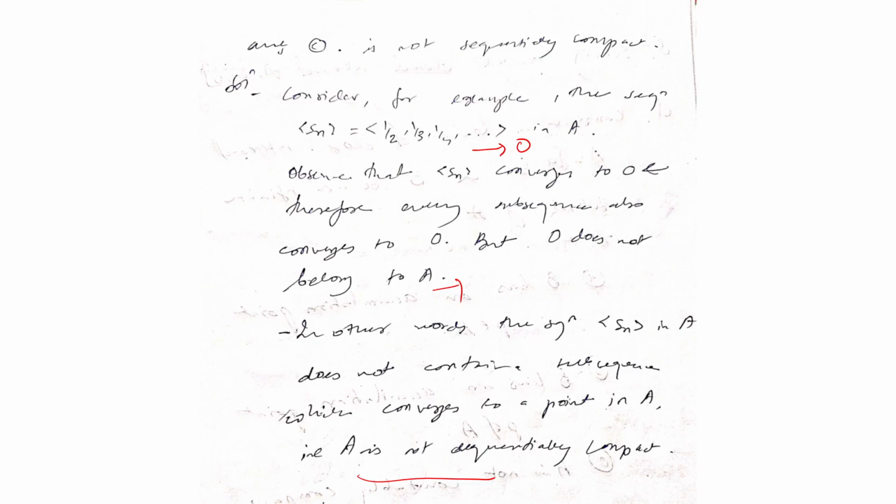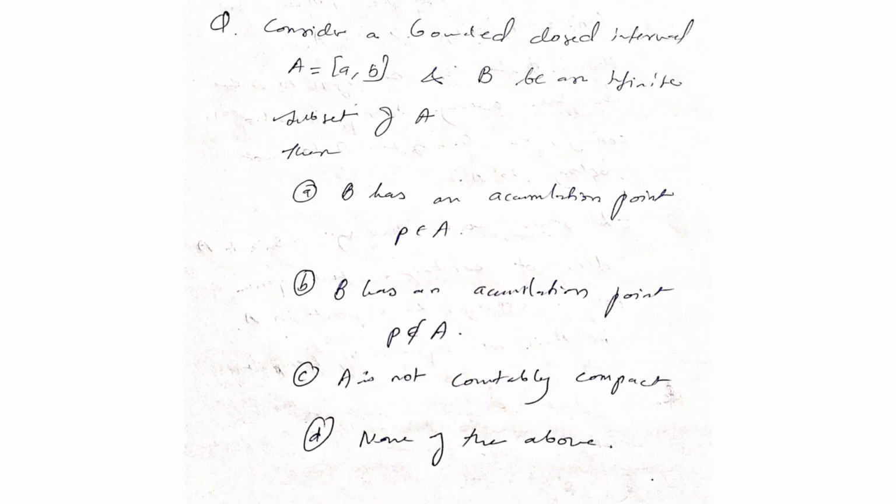Okay, so let's move to the next question. Consider a bounded closed interval A given by [a, b], and let B be an infinite subset of A. Then the question is: option A, B has an accumulation point P belonging to A; or B, B has an accumulation point P not belonging to A; or C, A is not countably compact; or D, none of the above. So which will be the correct answer?